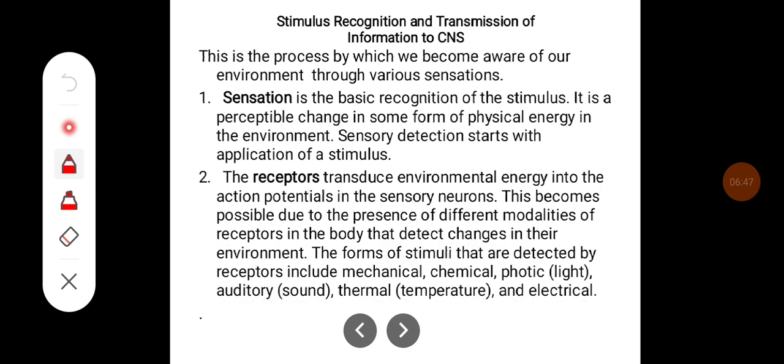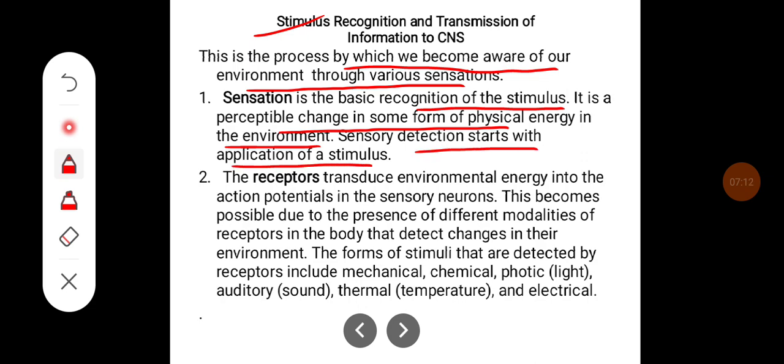Stimulus recognition and transmission of information to the central nervous system. This is the process by which we become aware of our environment through various sensations. Sensation is the basic recognition of the stimulus. It is a perceptible change in some form of physical energy in the environment. Sensory detection starts with application of a stimulus.